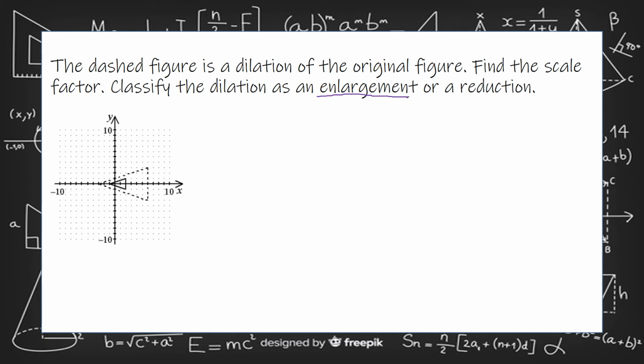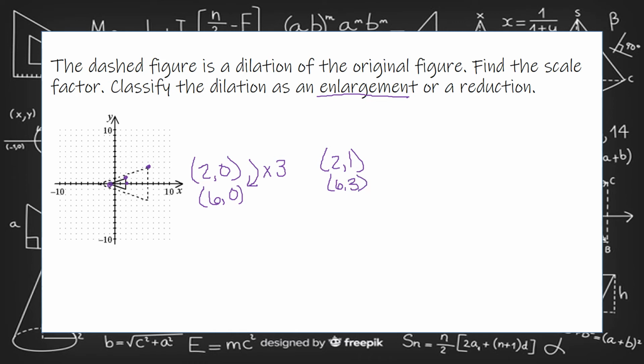And so what I'm going to do is start here. This is at 2, 0, and it grew to 6, 0. So that looks to me like it multiplied by 3. But let's check some other points. Right here, that is 2, 1, and it grew to out here. That'd be 6, 3. Well, that follows right along with my enlargement.